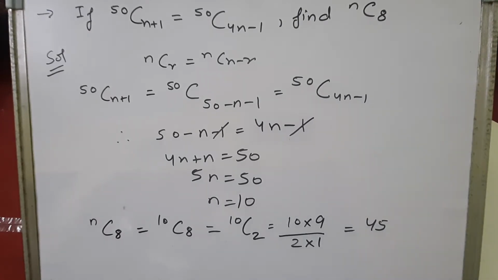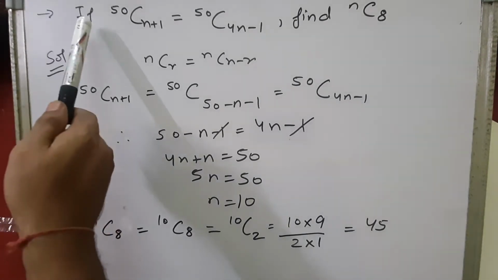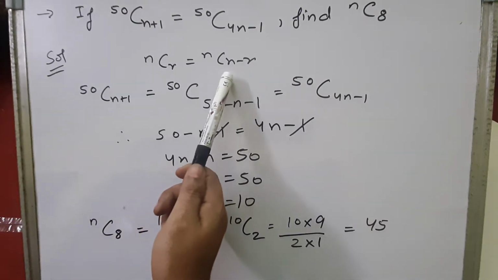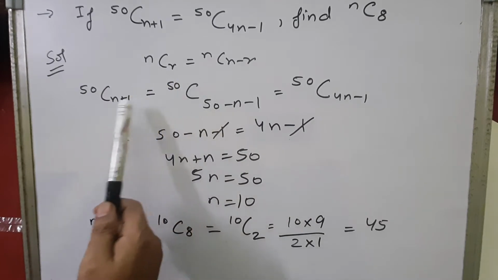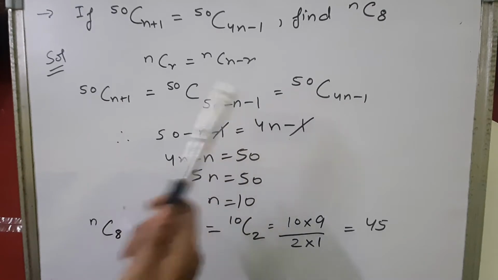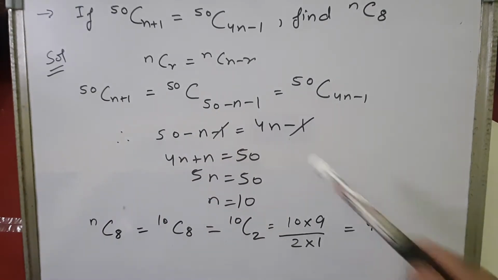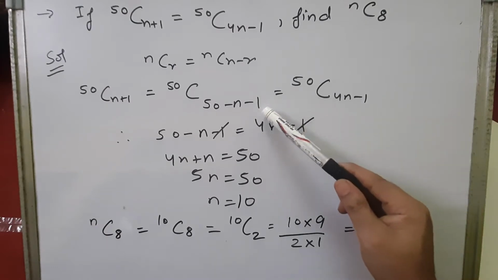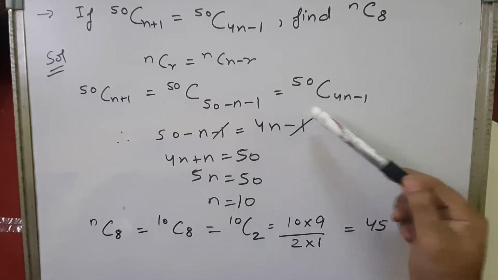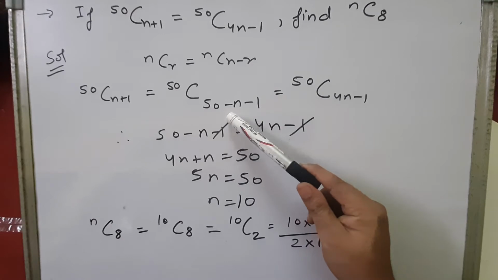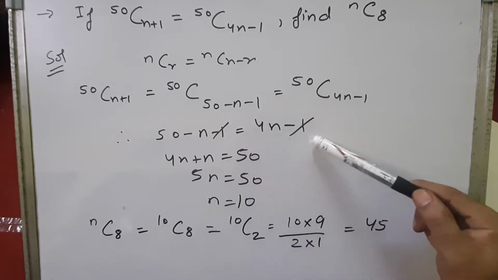Okay, now here it is written 50C(n+1). Now when we apply this property nC(n-r) equals nCr, this 50C(n+1) will become 50C(50-n-1), right? And this is equal to 50C(4n-1). And we have studied also, if nCp equals nCq, the values of p and q will be the same, right? So here also the value of 50 minus n minus 1 will be equal to 4n minus 1.